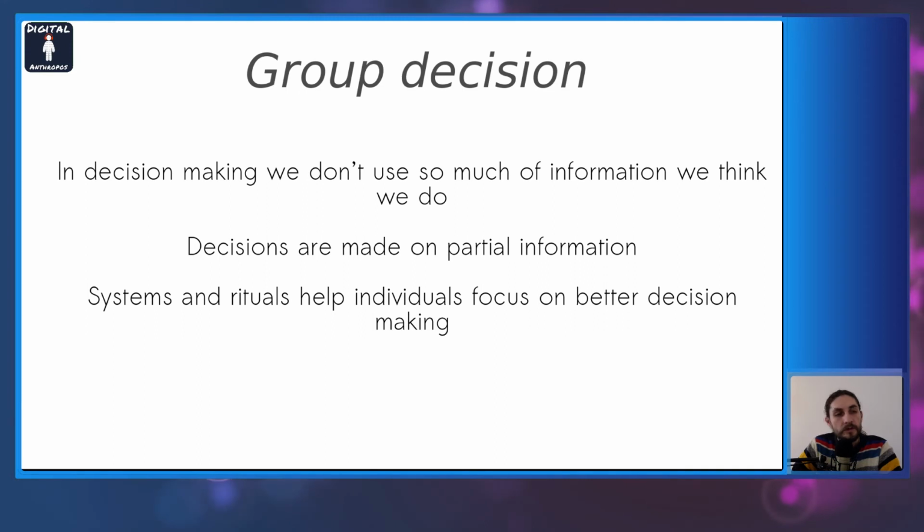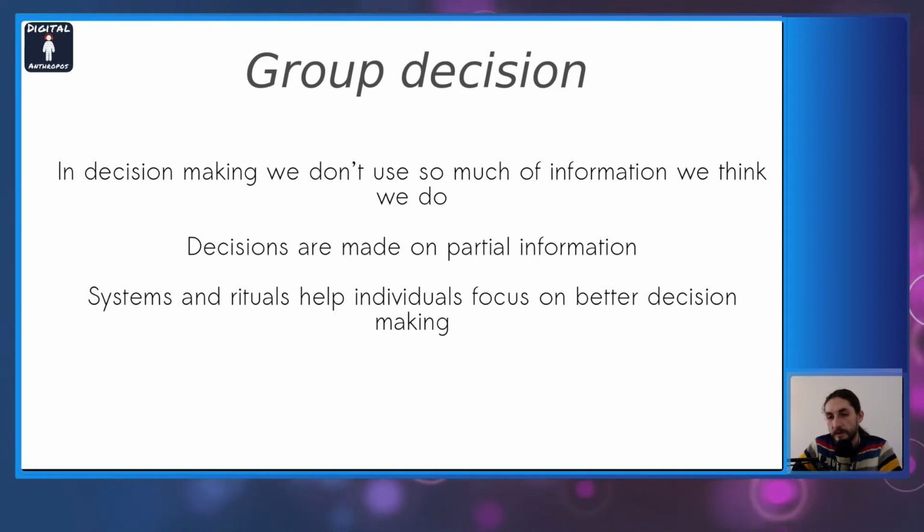The thing with group decisions is that we don't use so much information as we think we do. Quite often, or most of the time, we take decisions on partial information. And because we do that, our decisions are quite often not that good. Even though we think we know everything about the topic, well, as a matter of fact, we don't. And we know a lot less than we think we know. That's why if you have a group of people deciding, it's better.